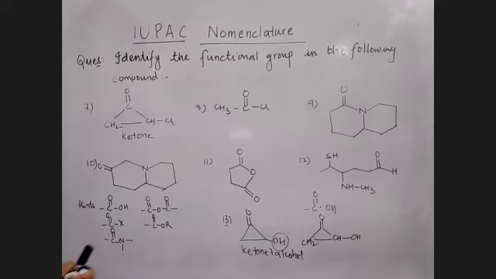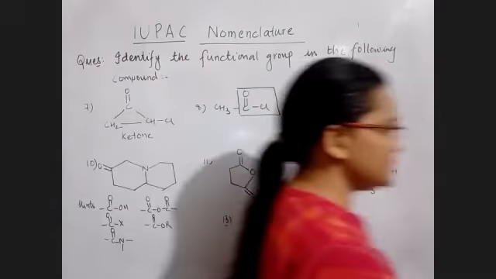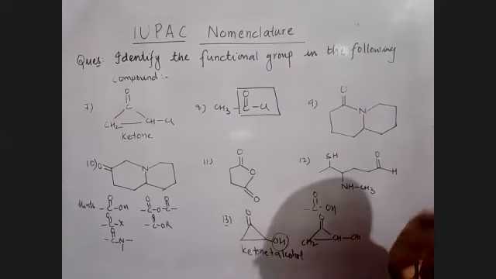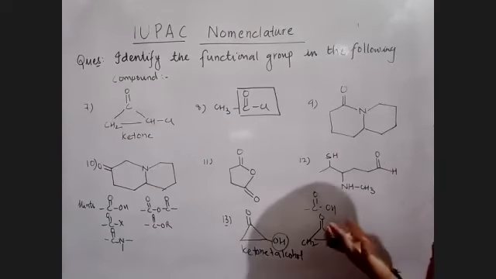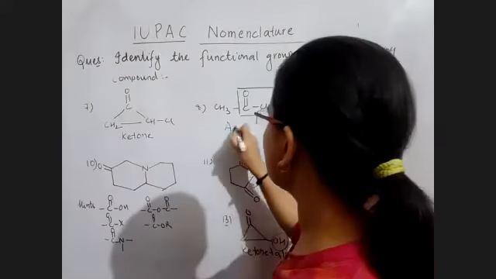What about the next structure? It is just the ketone. Correct. What about the next structure? COCl. Correct. This is not acid hydride. This is acid halide or acid chloride because Cl is present. So this is acid chloride.